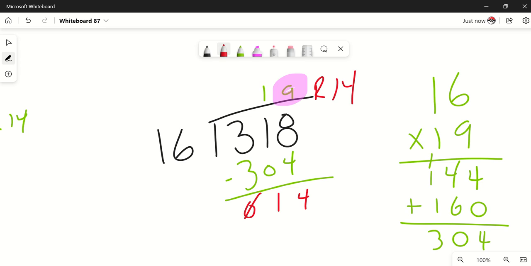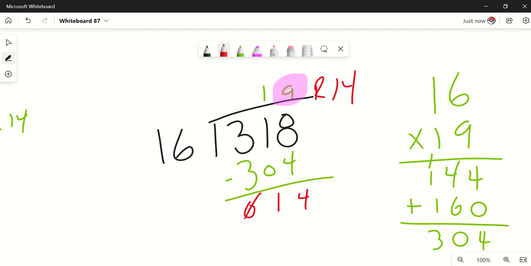I got so wrapped into 16 not being able to go into 31 twice that I didn't realize that 16 could go into it once. But either way, the math was done. So in this case, it will be 19, remainder 14.